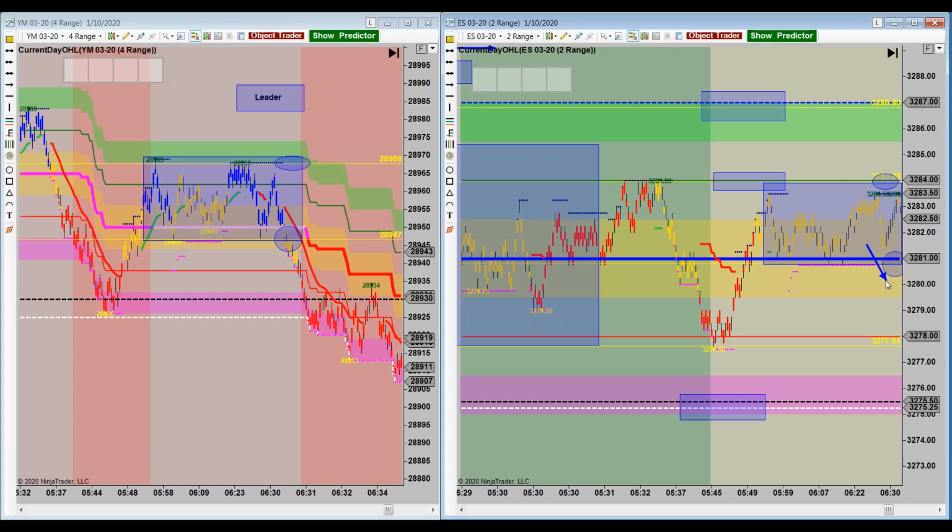Well, let's think about it for a second. Could one of the targets on the short be here? Is that a support level? Sure. How about down here? Might it go check the low of the day if we break? What do you think? Might that be a target too on our break?